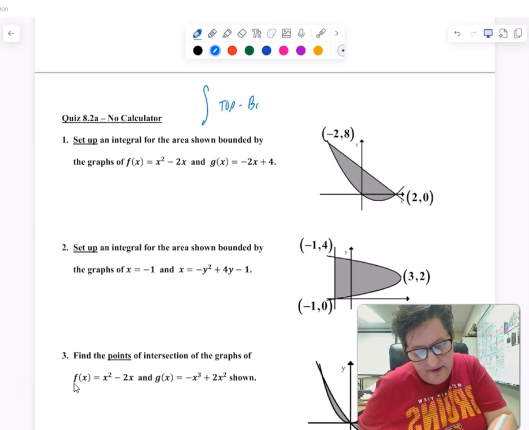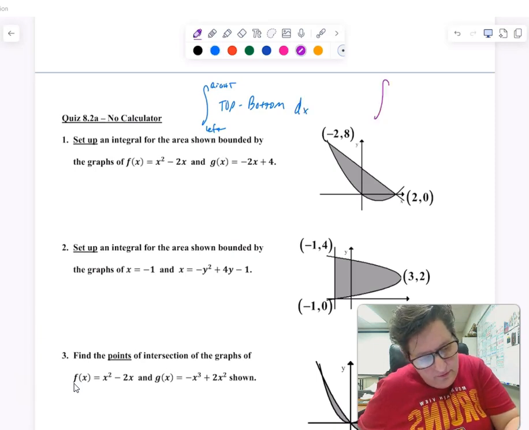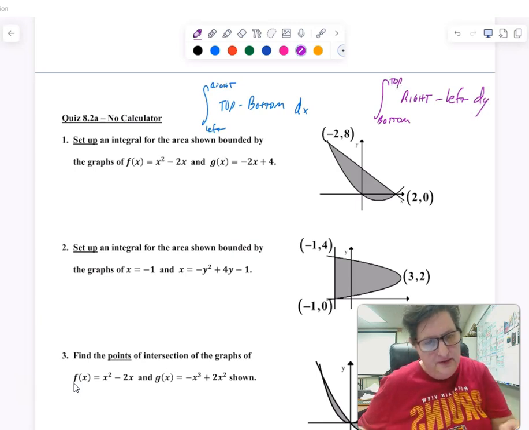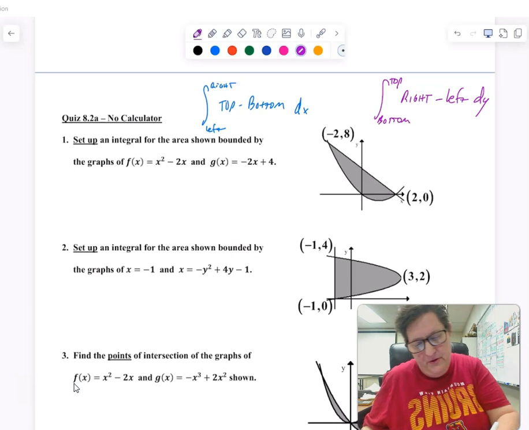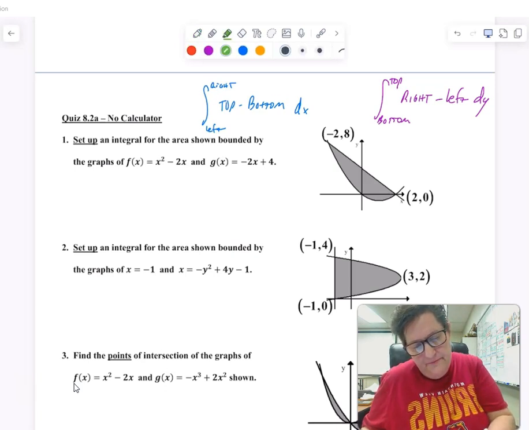Top curve minus bottom curve from left endpoint to right endpoint. That's as a dx, okay? Or we can do right curve minus left curve from bottom to top. That's if we're working as a dy. All right? Okay, so first question here.